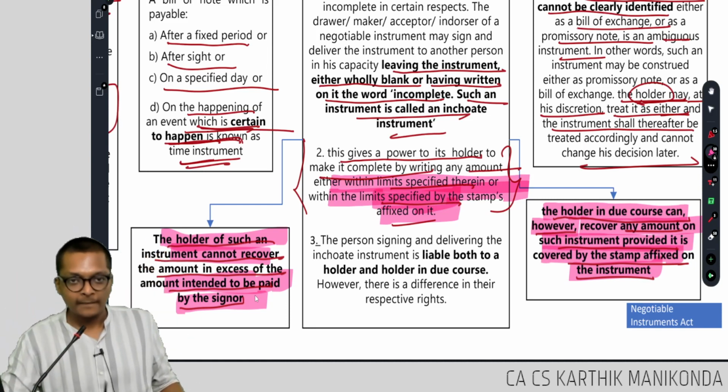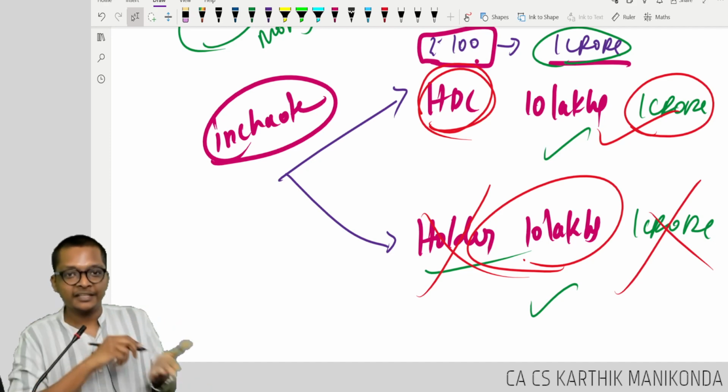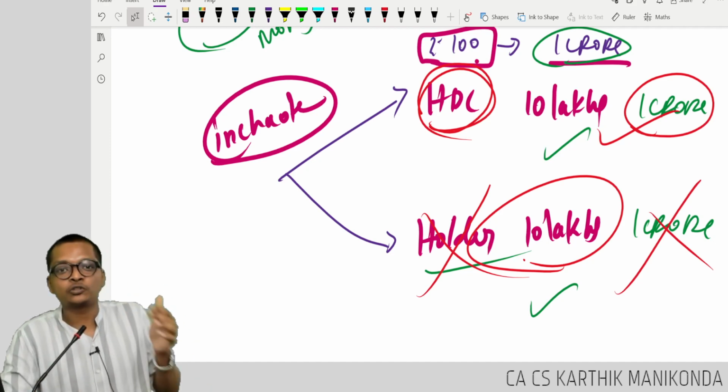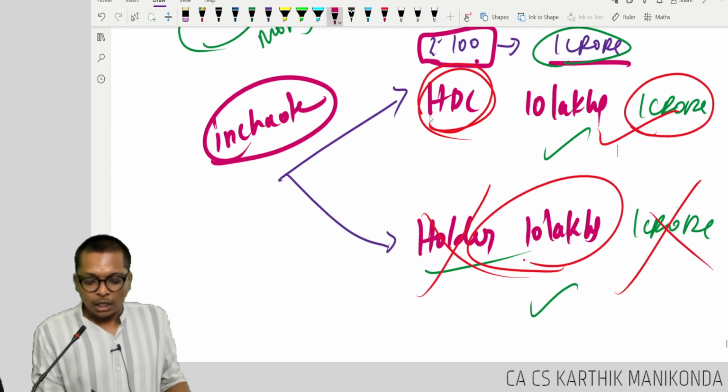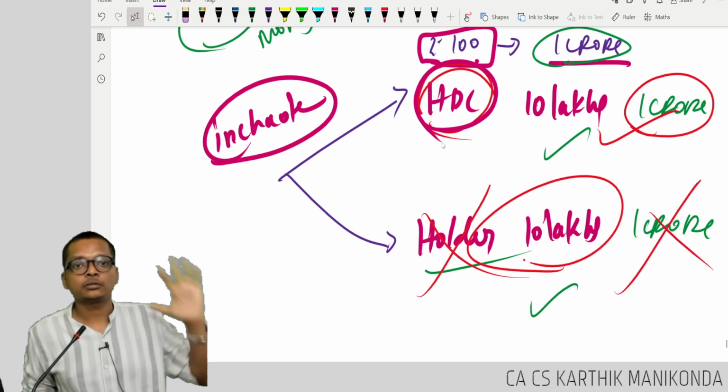Are you getting it? Now you might say, sir, problem, no, sir. How will I prove? Why am I giving a blank check? Why are you giving an incomplete instrument? The idea is that the holder in due course should receive consideration, so he can fill any amount.